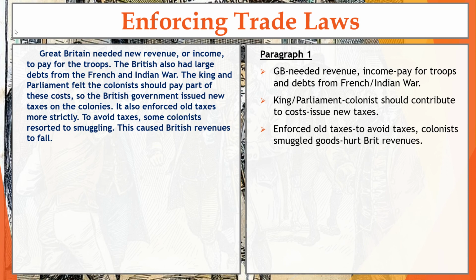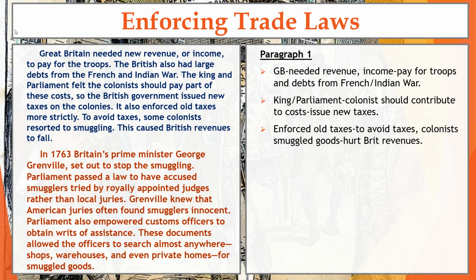In 1763, Britain's Prime Minister George Grenville set out to stop the smuggling. Parliament passed a law to have accused smugglers tried by royally appointed judges rather than local juries. I can see a problem with this already. Can you? I got a bell ringing in my head.